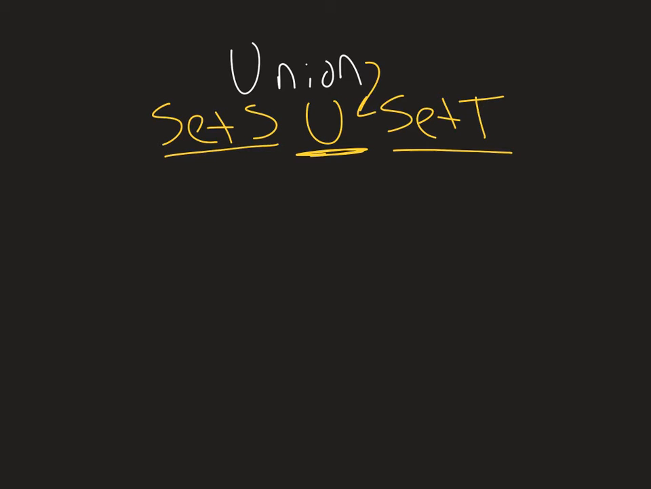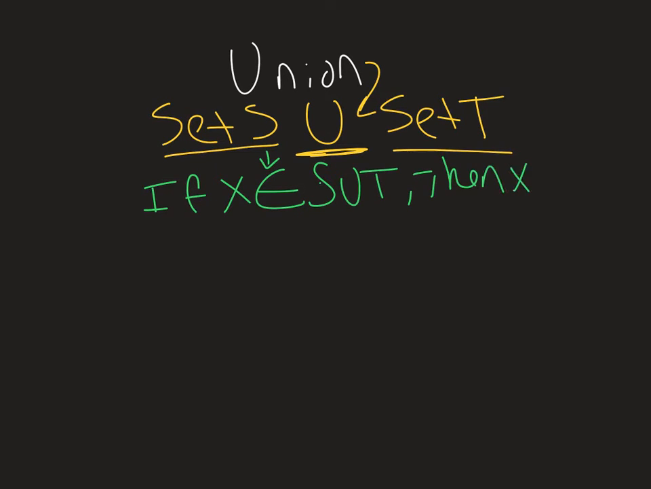So the way this is defined is if X is a member of, and that's what this little symbol means, if X is an element of set S union T, the union of the two, then X is a member of S or X is a member of T. Meaning that if there's something in the union, it belongs to one of the two original sets.